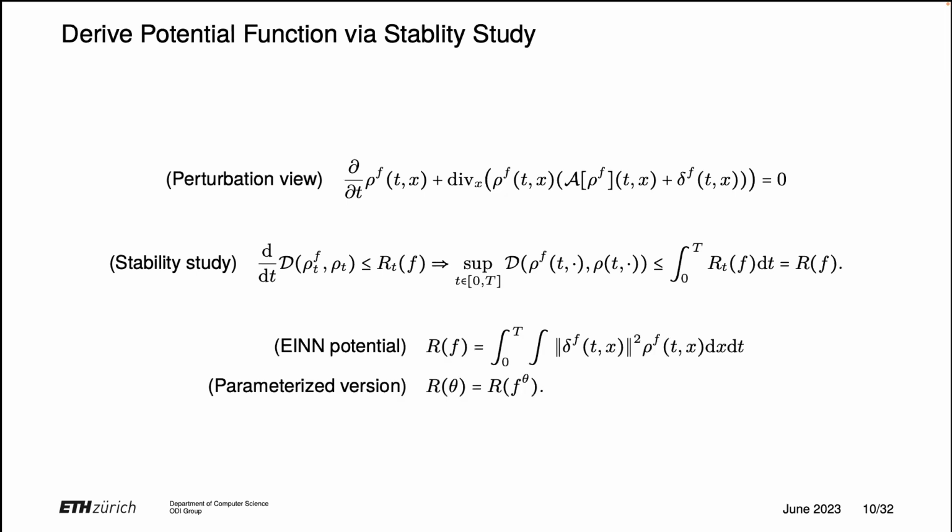In this paper, we will consider the potential function R(f) in this form, which is the time integration of the weighted L2 norm of this perturbation. And here the weight is exactly given by the hypothesis solution. And I abused the notation a little bit. So if we parameterize the hypothesis velocity field by f theta, then we use R(theta) to denote R(f theta).